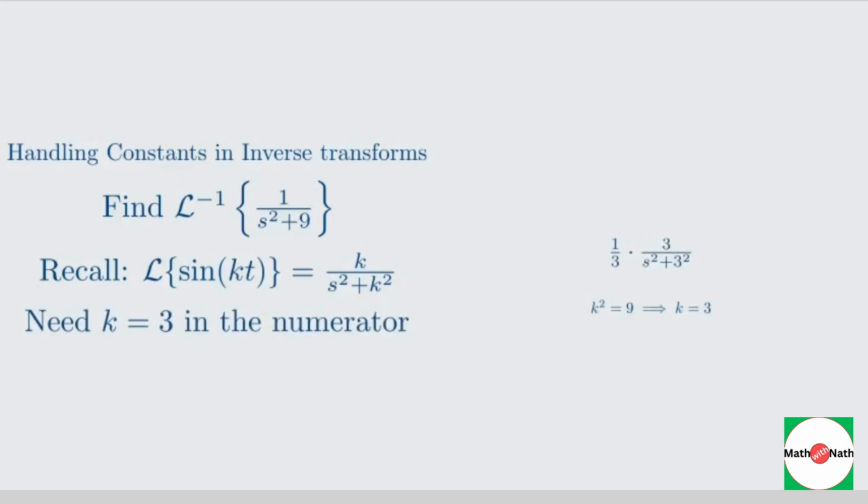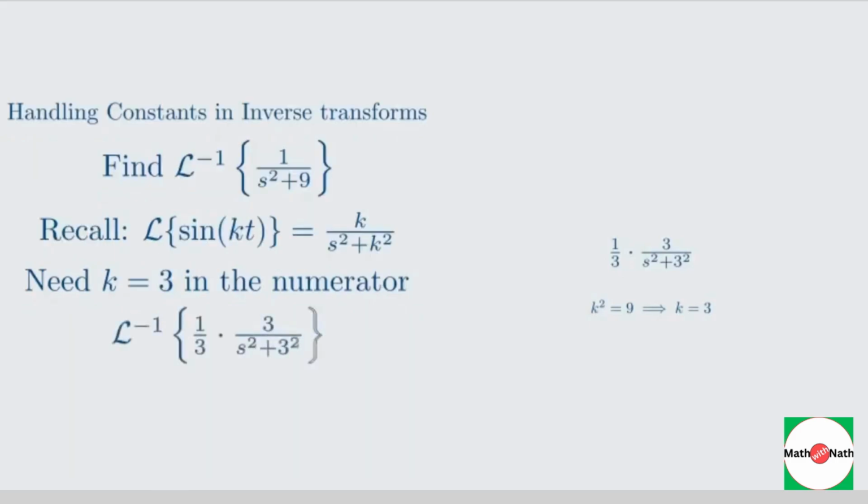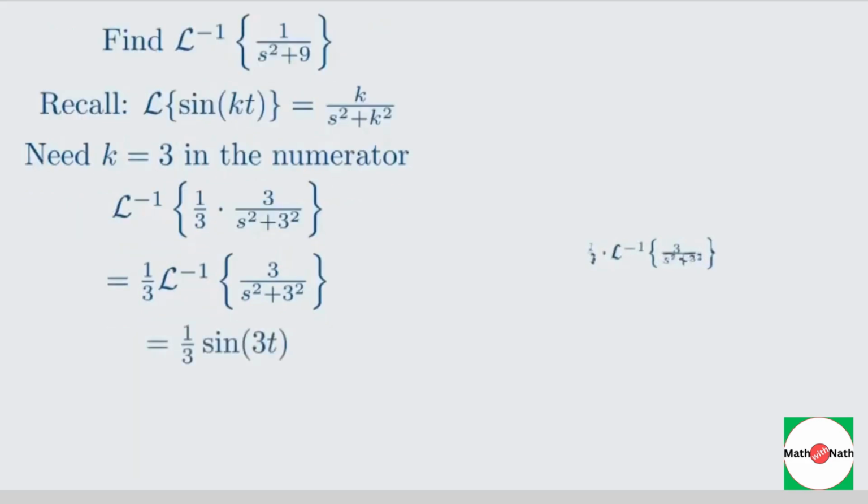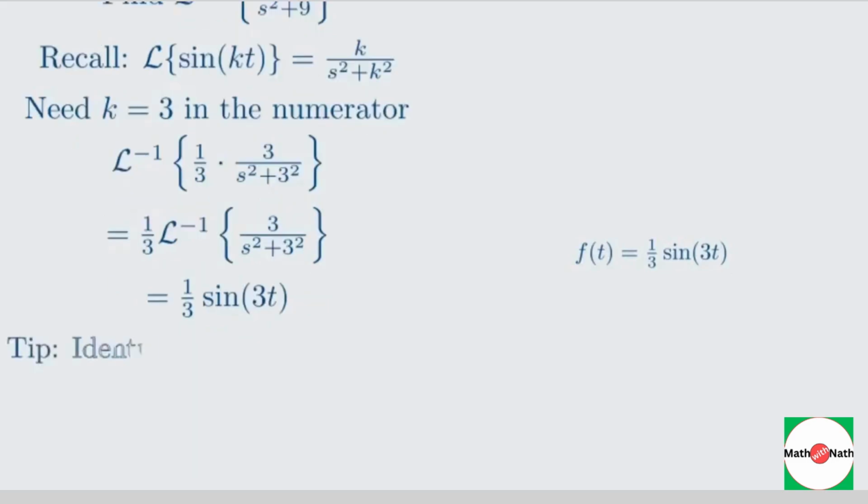This is a common trick in calculus and differential equations. We rewrite the expression as 1/3 times 3 over s squared plus 3 squared. Because of the linearity property, we can pull the constant 1/3 outside of the inverse transform. Now, the inside part matches the table perfectly. The inverse transform is sine of 3t, so our final answer is 1/3 sine of 3t. Always check your k value in the denominator first to see what constant you need to create in the numerator.